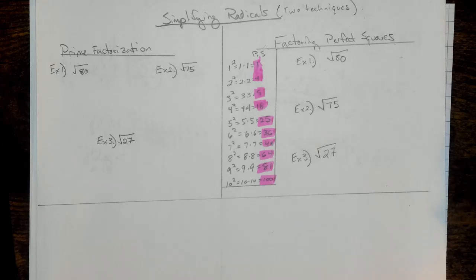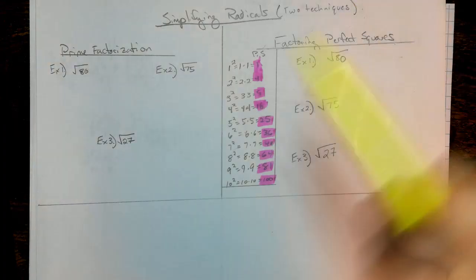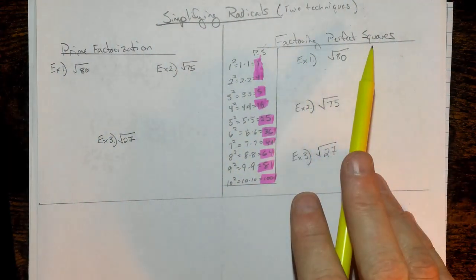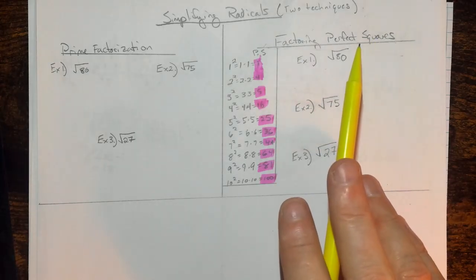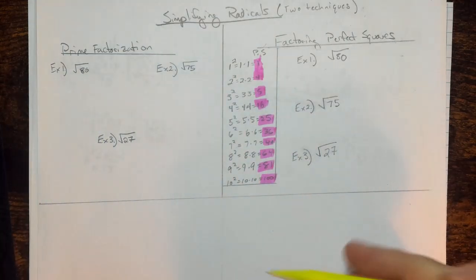Alright, so today we're going to look at simplifying radicals with two techniques: a prime factorization technique and then also factoring perfect squares. Factoring perfect squares is important because it's useful in many things, but so is prime factorization. So let's first look at prime factorization.